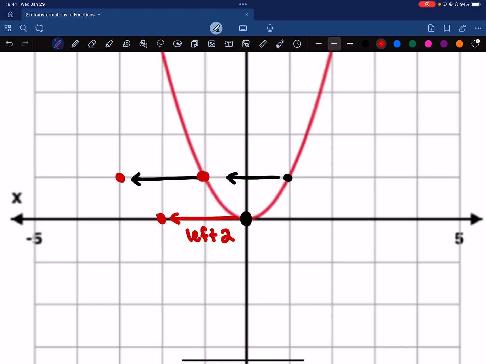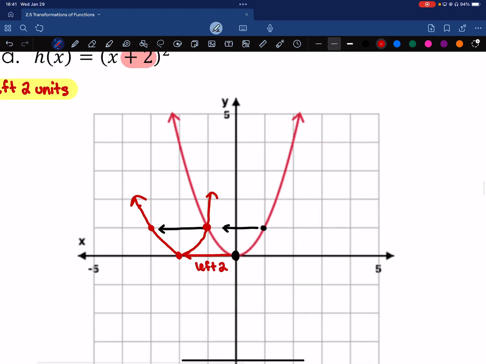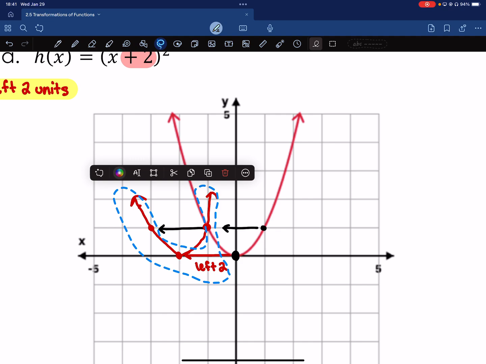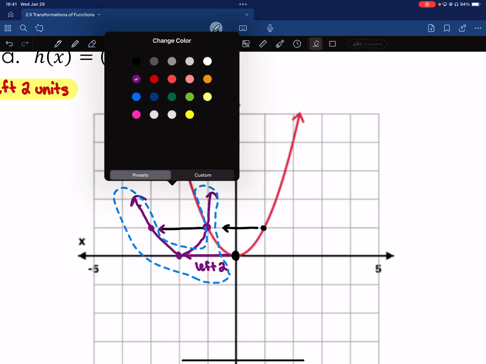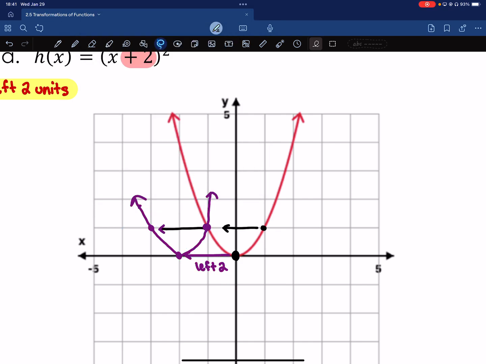And so then you can connect the dots. I'm not going to draw them too big, but they keep going up and up and up and out in both directions. I probably should not have used red now that I look at it. So let me fix that. Do purple. Okay. So the parent function's in red. The other function is in purple, the transformed function.